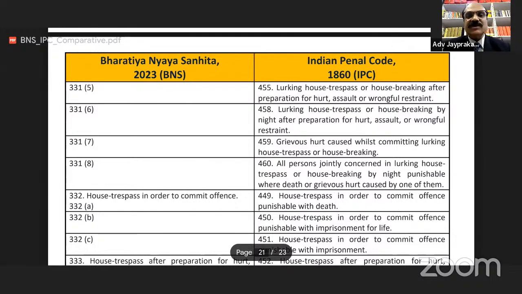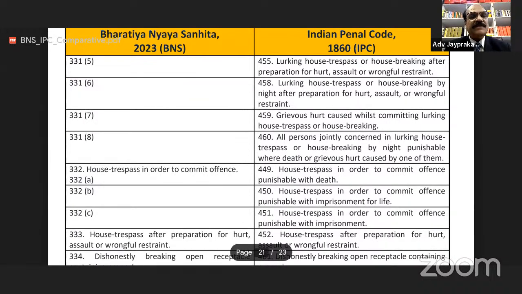Its corresponding section was in IPC 455. BNS section 331(6), lurking house trespass or house breaking by night after preparation for hurt, assault or wrongful restraint, its corresponding section was in IPC 458.